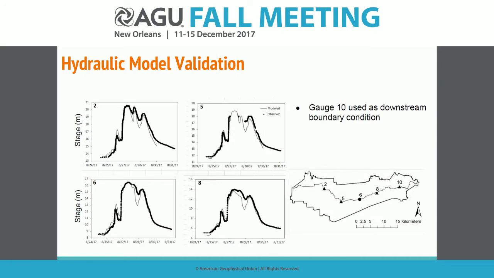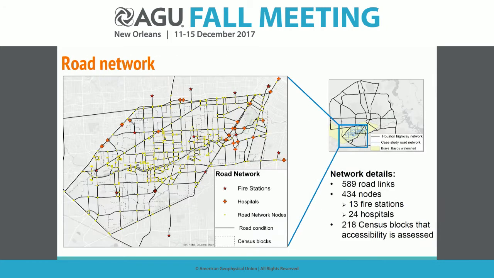And here, similarly, are some hydraulic validation results. On the vertical axis of these figures, for the different gauges along the watershed, are the stage elevations with respect to time. And again, good results both in terms of amplitude as well as in terms of time.